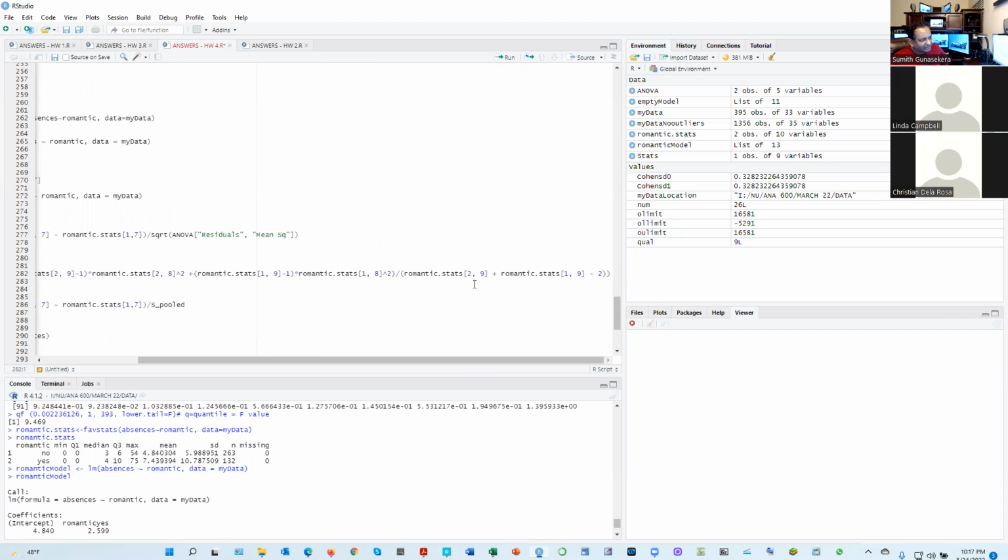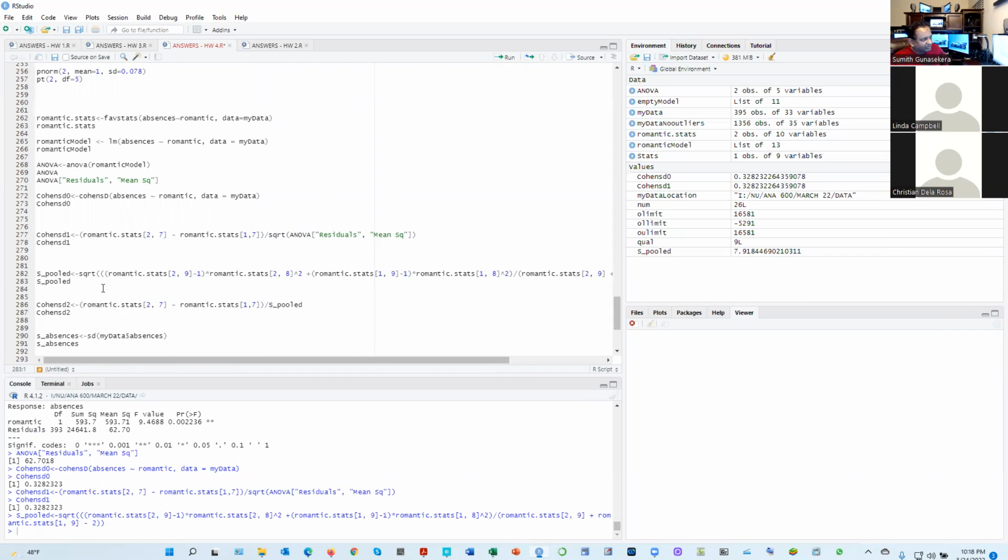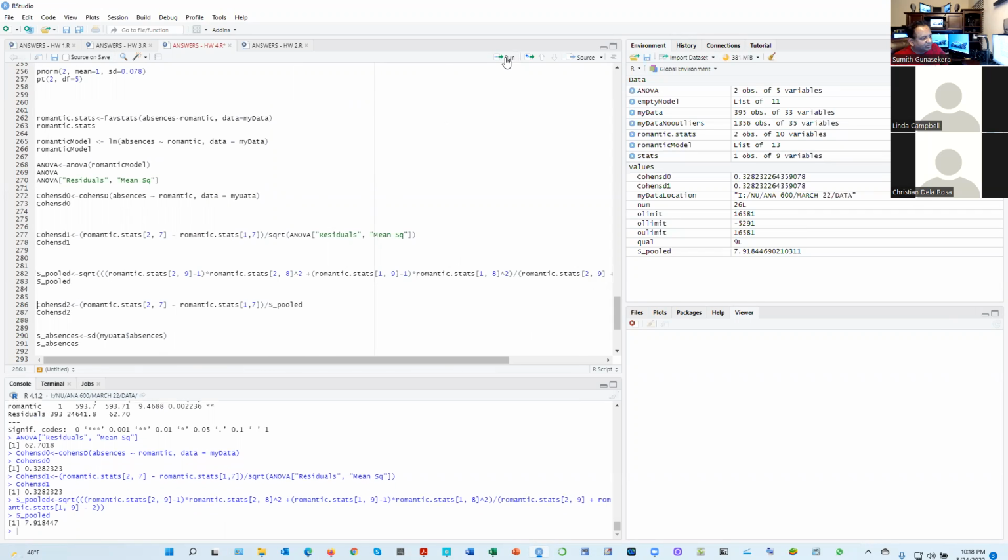People who say yes, n, how much? 260, 132 plus 263 minus 2. Another way to calculate that. That's what I did. If anybody wants to do that, then you get the spool. That's a spool. Then you go to the Cohen's d, which is nothing but the romantic stat 27.